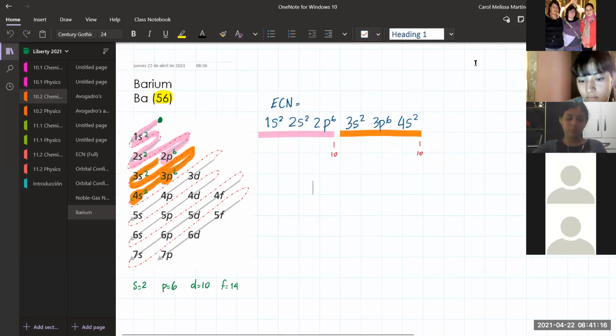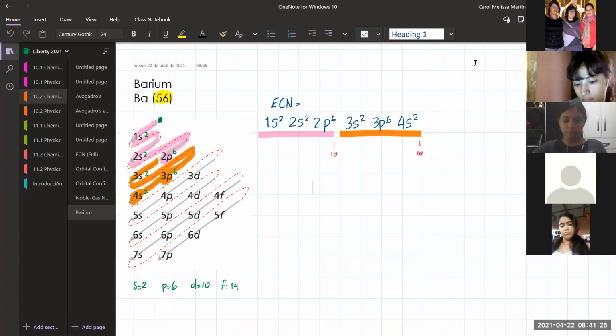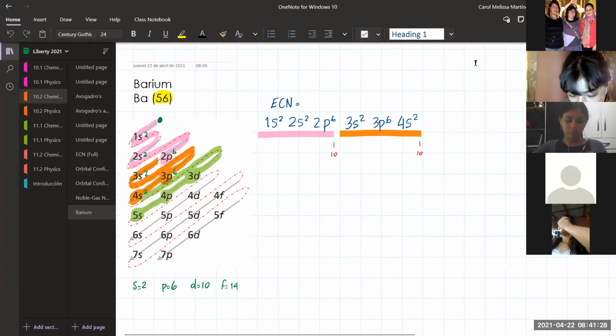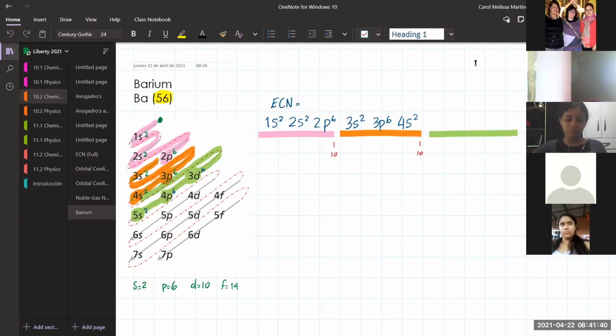And I say, in the third step, I will continue with this. I have 3D, 4P, and 5S. And I don't forget that S is equal to 2, P equals 6, and D equals 10. So I'm going to write the rest of my configuration over there. It's going to be 3D10, 4P6, and 5S2.